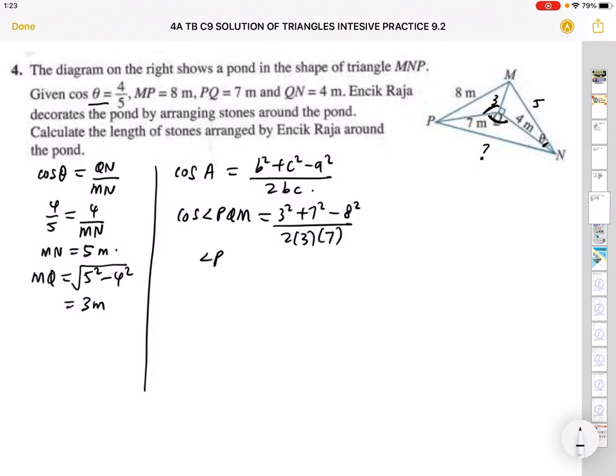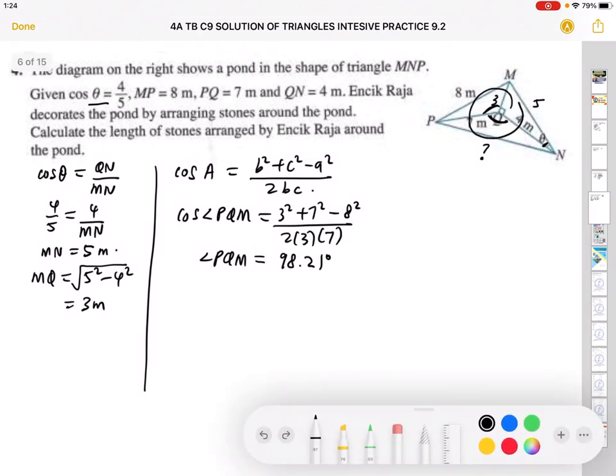So angle PQM. Now use your calculator, 98.21. Now okay, I don't want to show you one extra step, but you can just type in the calculator, press shift cos, and you get 98.21. Alright, the next thing is, once you know PQM, you can find PQN, because this one whole turn is 360, right?